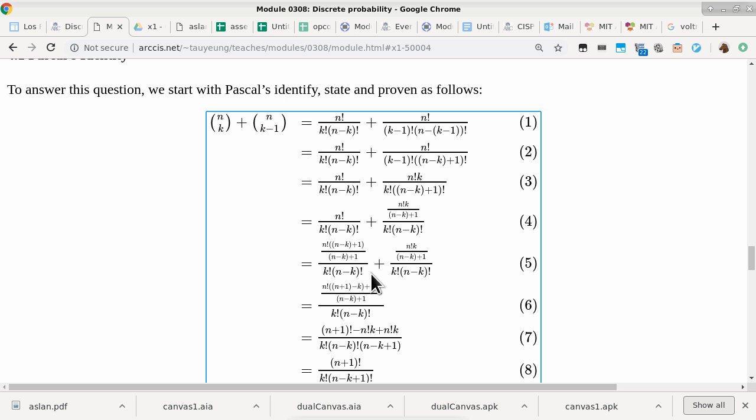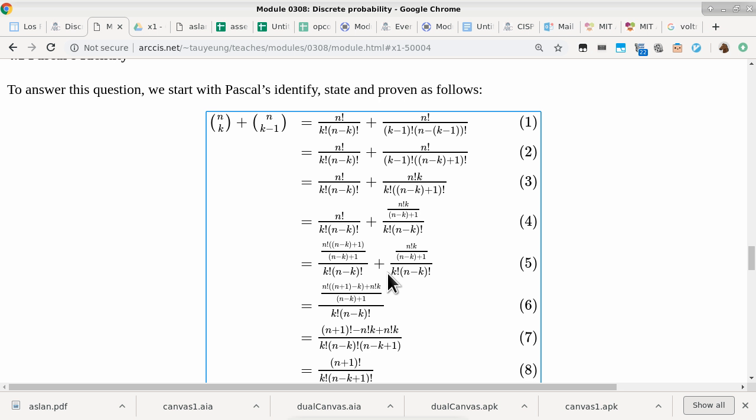Yep. So when you look at line 5, see how we have n minus k plus 1 both multiplied to the numerator and the denominator here? And this entire thing was just n factorial. Okay, so it's just multiplication by 1, except that 1 is expressed as n minus k plus 1 divided by n minus k plus 1. And how is that going to get us anywhere?